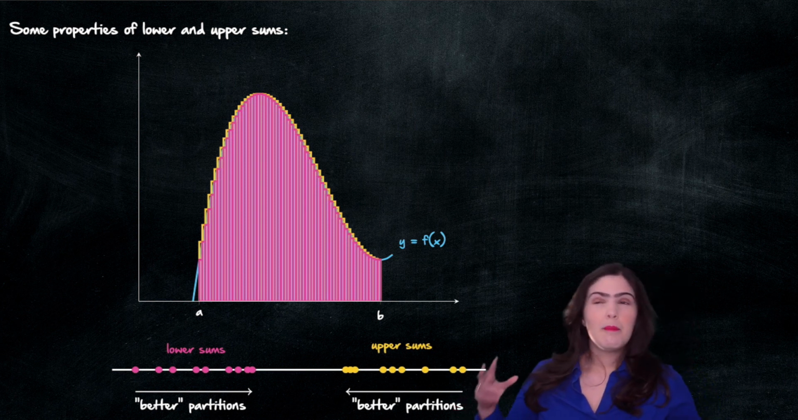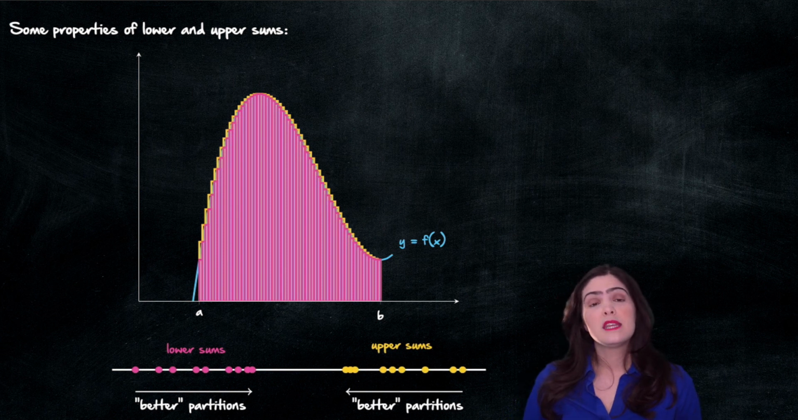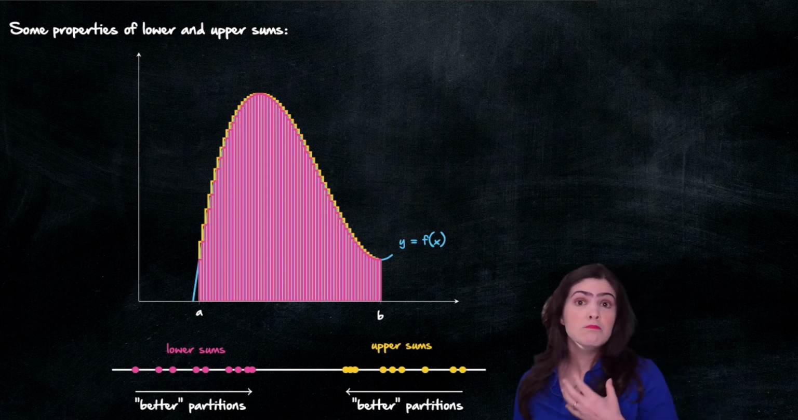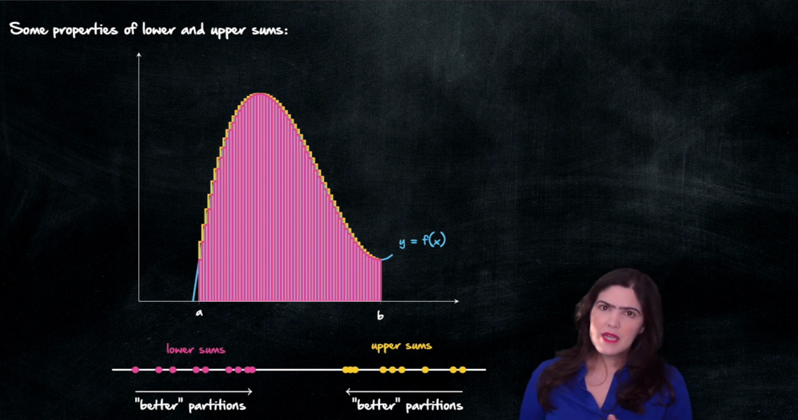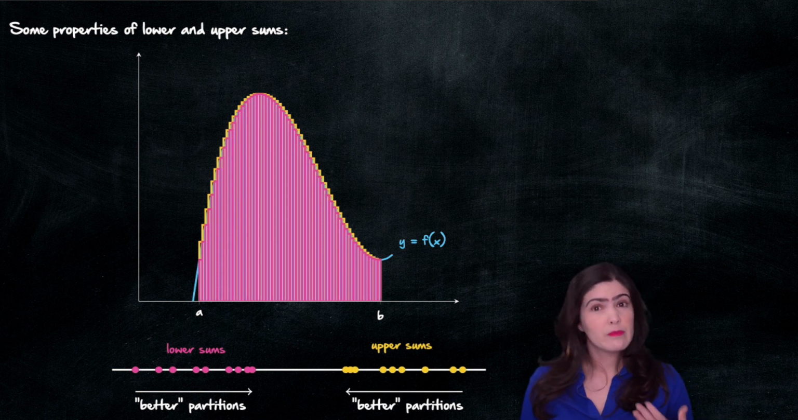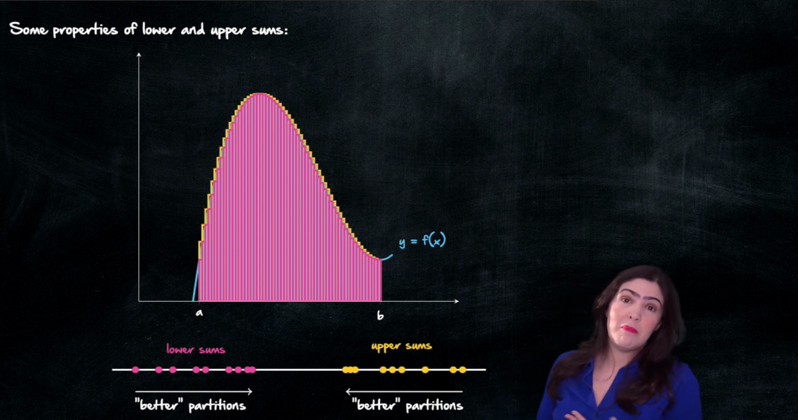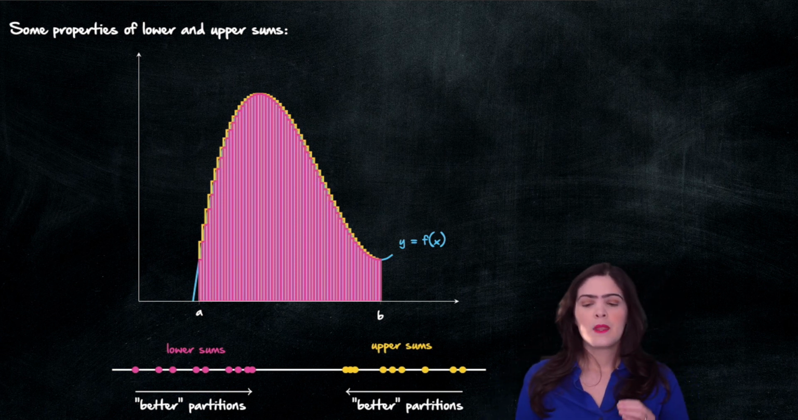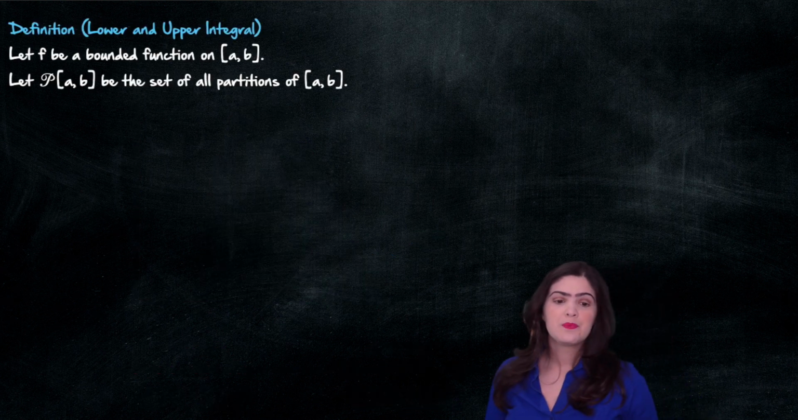So in a way, the best partitions would be the ones that give me the smallest upper sum and the largest lower sum. But the thing is that, well, the set of the lower sums might not have a maximum. So we'll settle for the supremum. And the same thing would happen with the set of upper sums. It might not have a minimum. We'll settle for the infimum. And that will give us the definition of the lower and the upper integral.